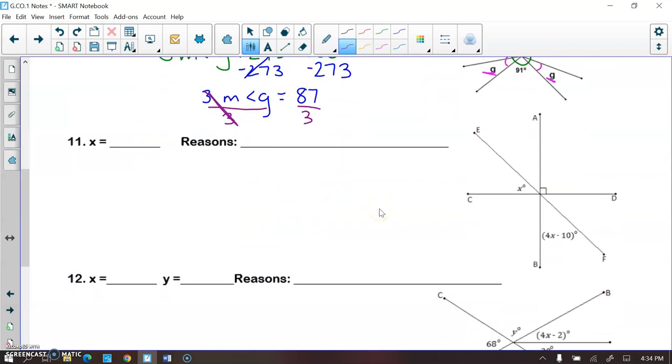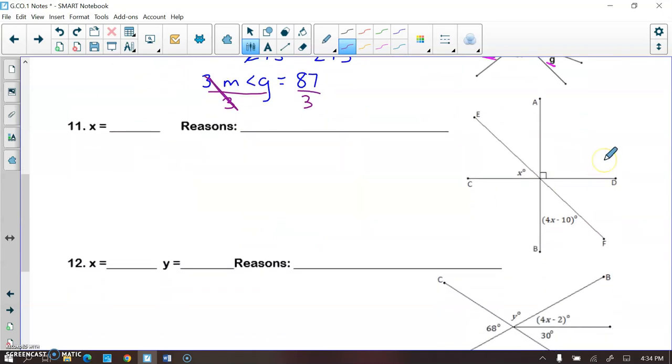Right. Number 11, we want to find angle X. Well, there's multiple ways that we can do this. One thing that we did not yet learn, which we're going to talk about now, is vertical angles. Vertical angles, this is a vertical angle with this, vertical angles are congruent. So if that yellow angle is 90 degrees, that means this blue angle is 90 degrees.